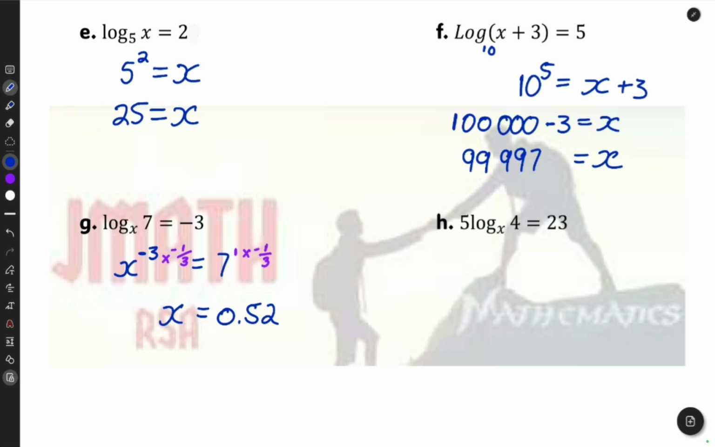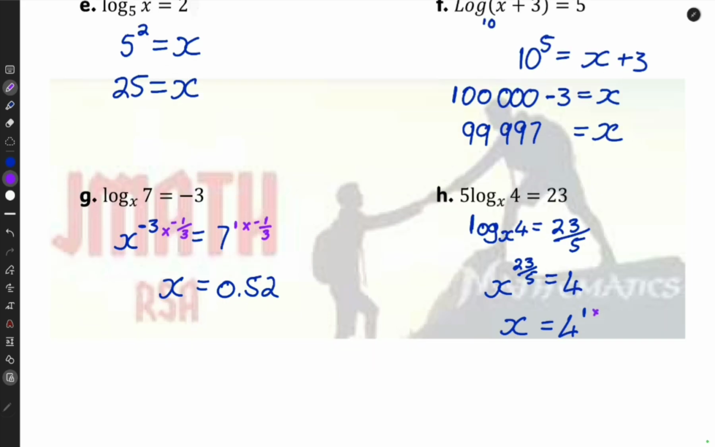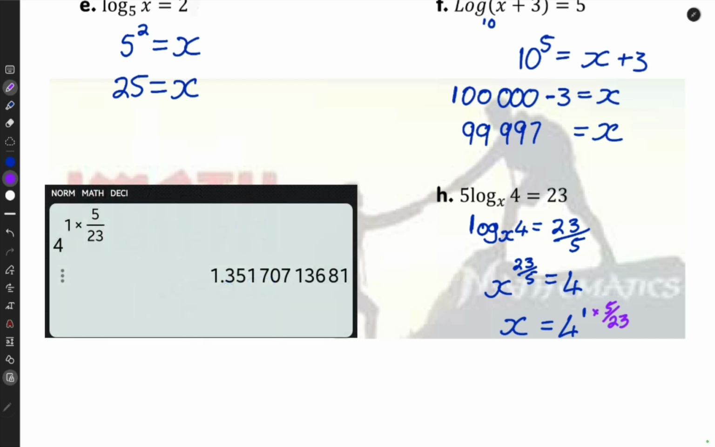Okay, then question H. I can then firstly divide by 5. I don't want a log with something in front of it. So I'm then just going to leave the x and the 4 there, but this is going to become 23 over 5. I'm going to rewrite that as x to the power 23 over 5 is equal to 4. So the log goes away, base stays the base, and the others swap around. Now, if I do the reciprocal method, I just need to multiply the other side's exponent with a 5 over 23. So this would then just be 4 to the power 5 over 23. And my calculator tells me that is 1.35. So x is equal to 1.35.